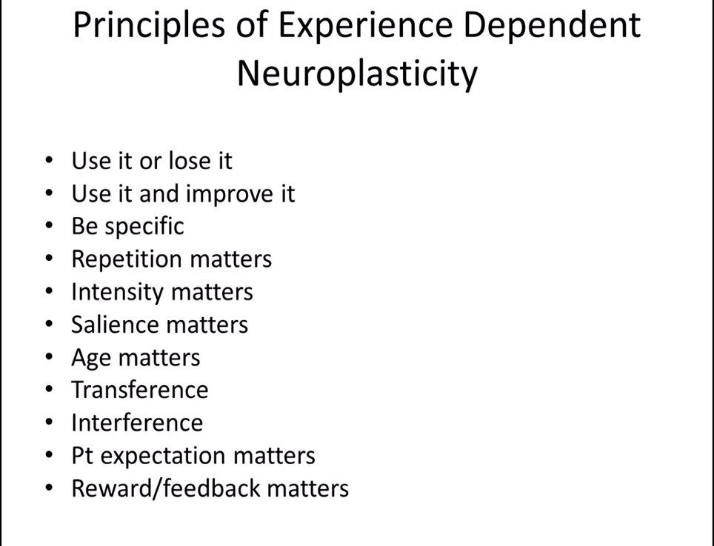Principles of experience-dependent neuroplasticity. I'm assuming this is a review for you. This is from the Kleim article. Specific principles are use it or lose it, use it and improve it. Be specific. Repetition matters. Intensity matters. Salience matters. Think limbic system. Age matters. Transference can happen with different activities that are similar, as well as interference. This is particularly important if you haven't gotten to work with this person and they've been on their own for 3 months. They may have learned to walk, but that walking doesn't look anything like it should, or would not resemble a normal gait pattern. Patient expectation matters, and feedback and reward matter.